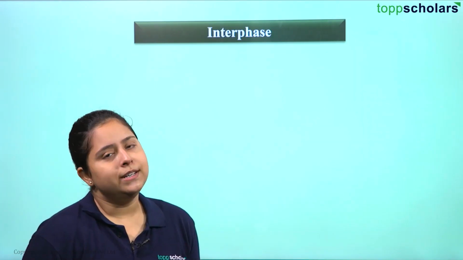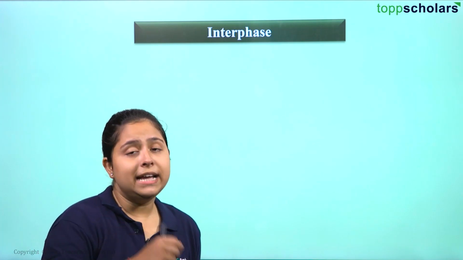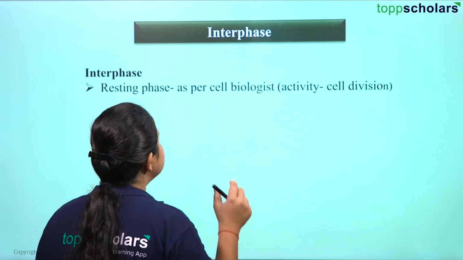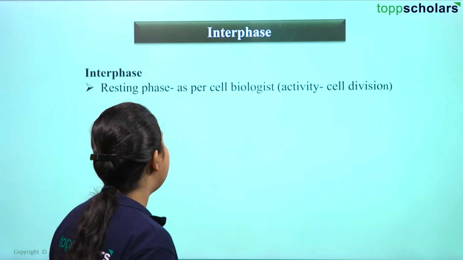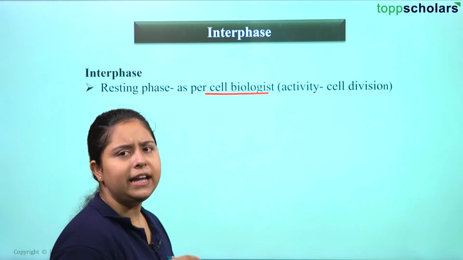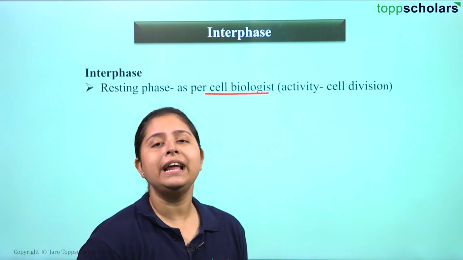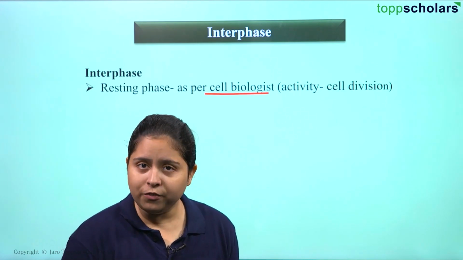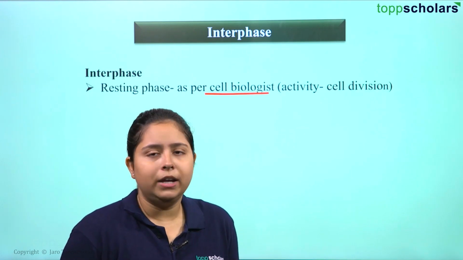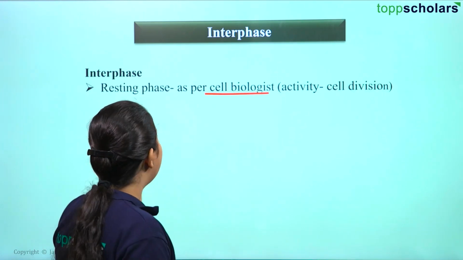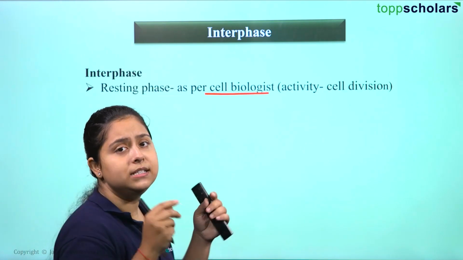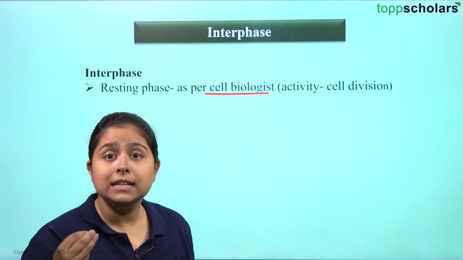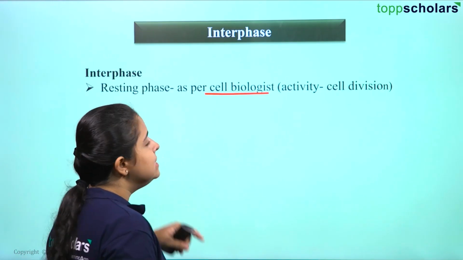So, students, just now we have spoken about a cell biologist and a molecular biologist. Over here, interphase is actually a resting phase as per the cell biologist. Can you guess why? Yes, because a cell biologist was referring activity to cell division, and in interphase, the cell is just getting ready. It is not dividing. Hence, a cell biologist will say that interphase is a resting phase. It is a calm phase in which no activity is seen. But this is as per the cell biologist.